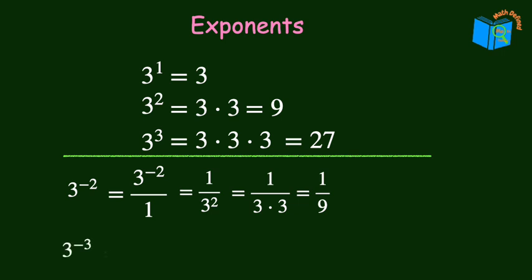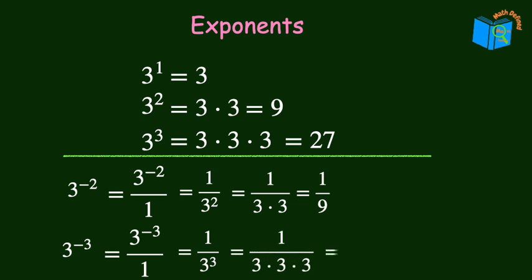Let's try this again with 3 to the negative third. First, we write this power as a fraction. Then we take its reciprocal to change the negative exponent to a positive 3 in the denominator. Finally, we calculate the value, resulting in 1 over 27.